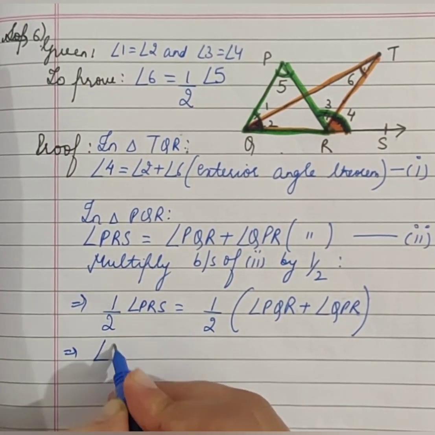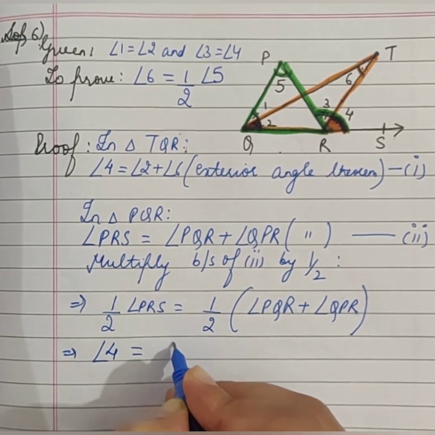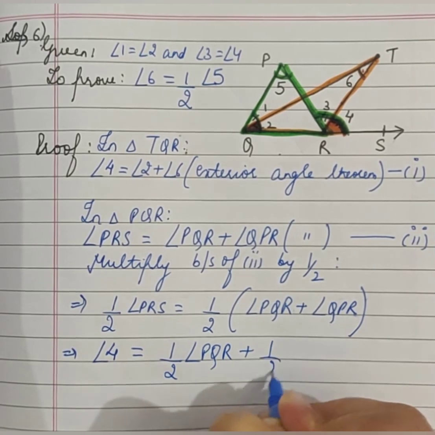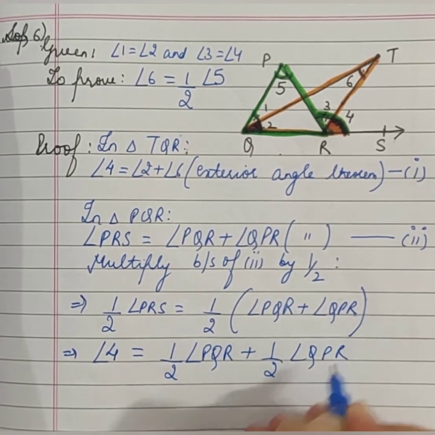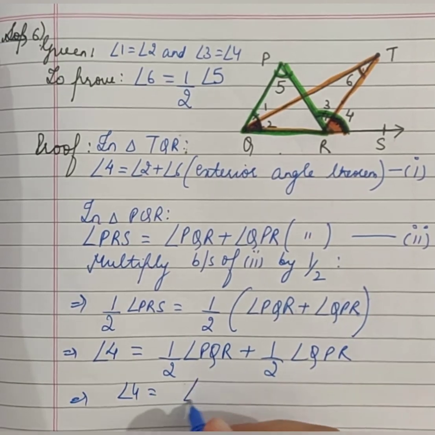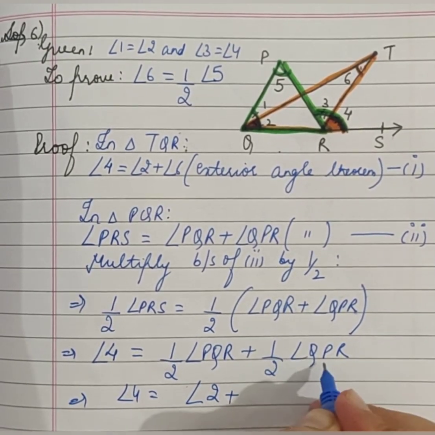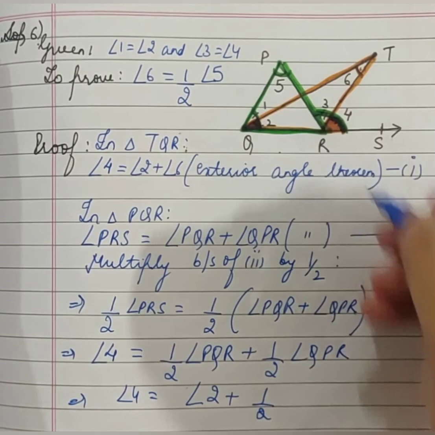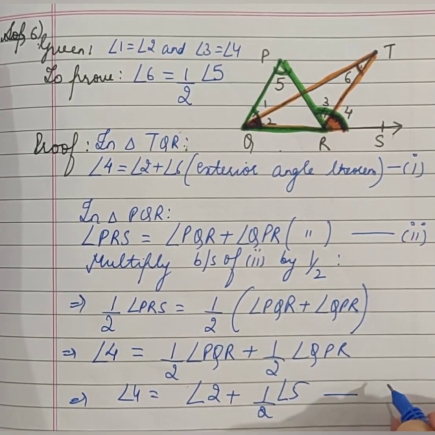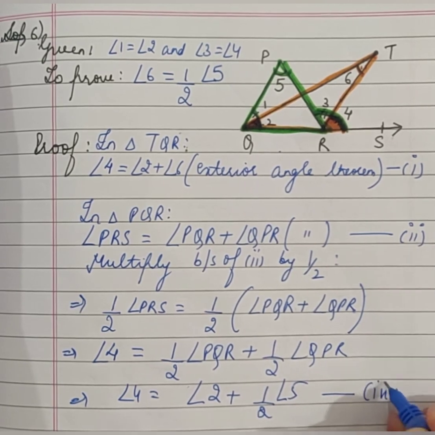Half of PRS is angle 4, which is equal to half of angle PQR, that is angle 2, plus half of angle QPR. Half of QPR is half of angle 5. Let's name it as equation number 3.